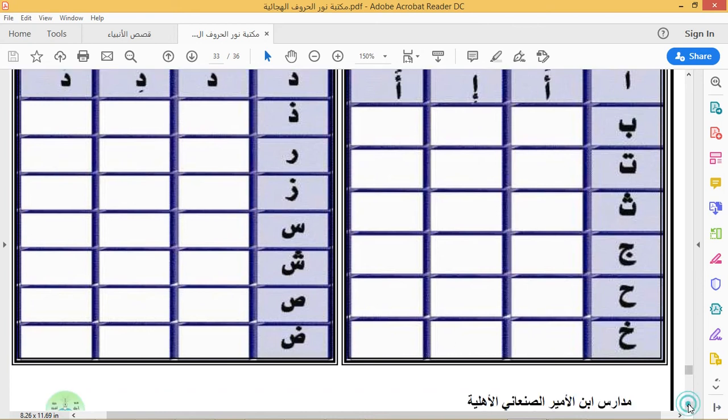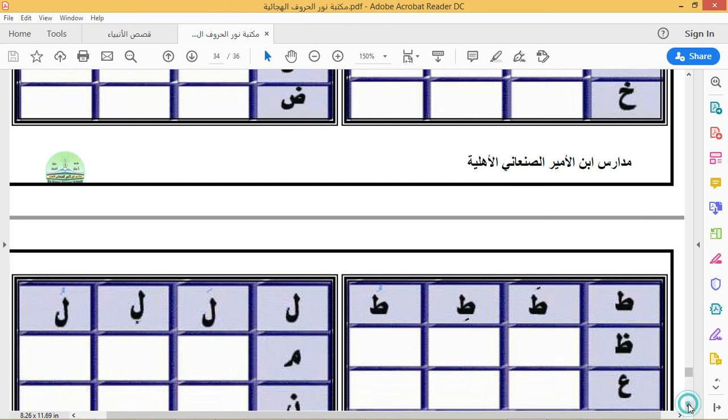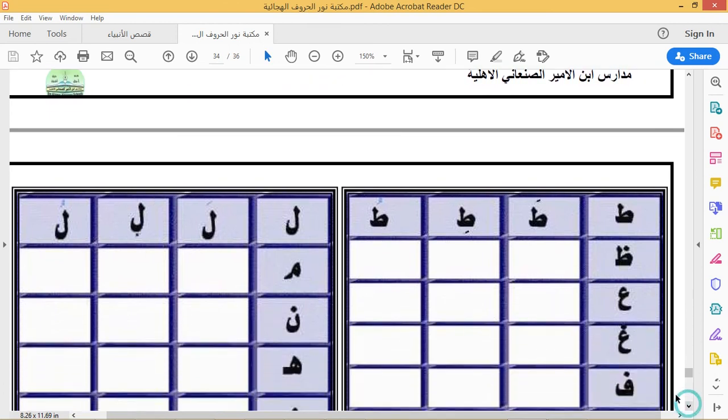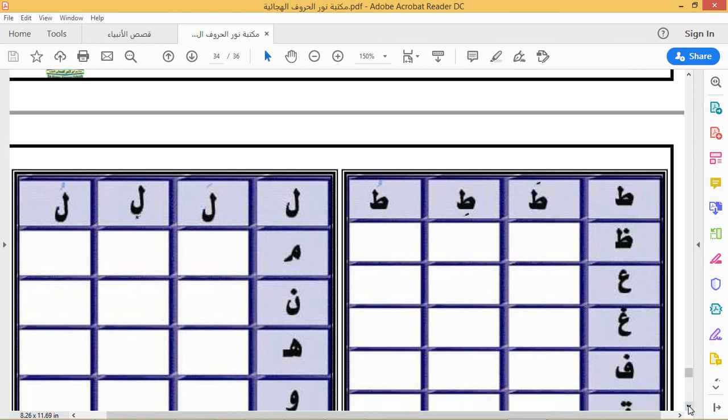Then the next one is ta. So you write it out three times: Fatha, Kesra, Dhamma. That's the exercise you're expected to do here.